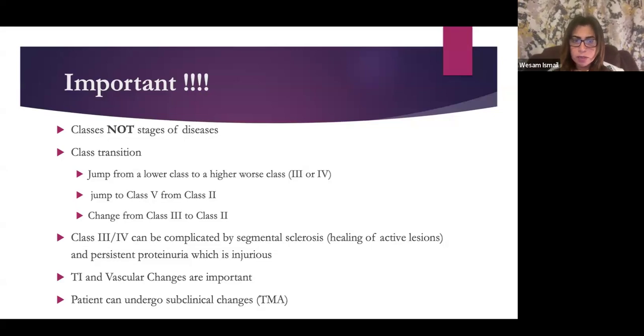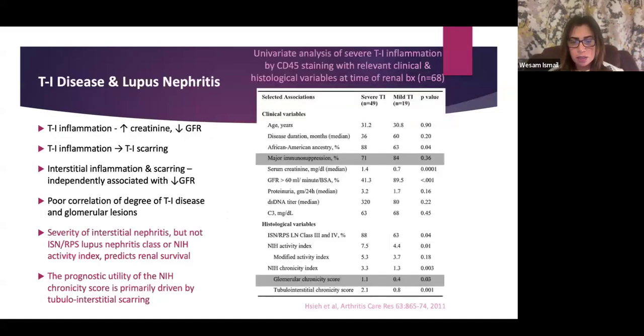And what we always tend to forget, and I'm going to leave this to the end of my talk when we discuss the role of biopsy in lupus, is that the patients undergo subclinical changes, mainly thrombotic microangiopathy subclinically. And it's one of the main reasons why patients seem quiescent clinically, but then all of a sudden they come presenting with a serum creatinine of 6 and end-stage renal disease.